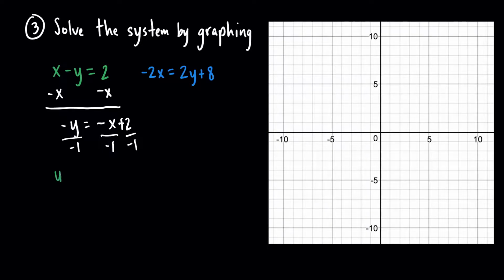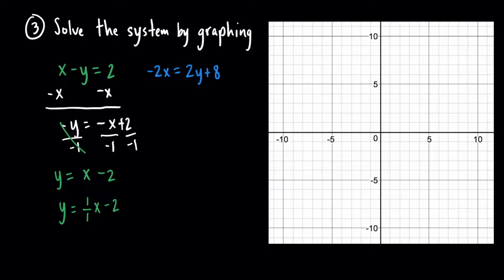You should get y is equal to, the negatives will cancel there. So basically we've got negative x divided by negative 1, that's just x. And then you've got plus 2 over negative 1, that's just minus 2. Another way you can rewrite this is 1 over 1x minus 2. I really like to have that slope there. All right, so that's the first one.